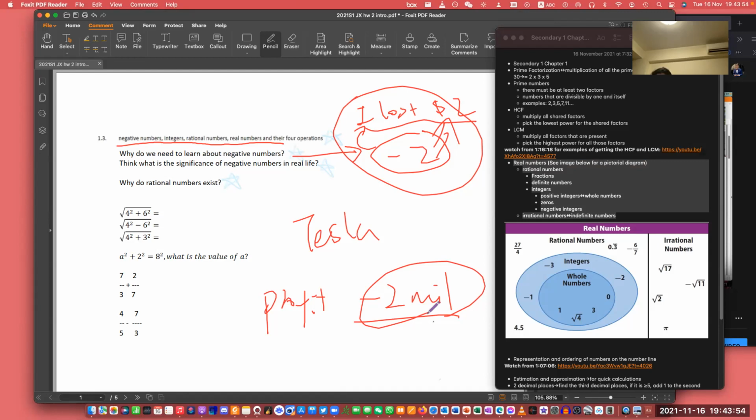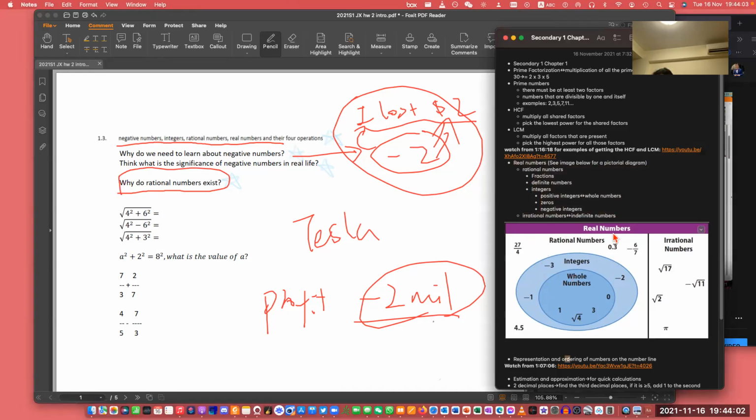All right, okay, good. Now then, why do rational numbers exist? Okay, we just talked about what rational numbers are. Oh, they are all here. So for rational numbers, you can split to fractions, and then you can also split to integers, and of course you can also split to things like this, decimal number 4.5.